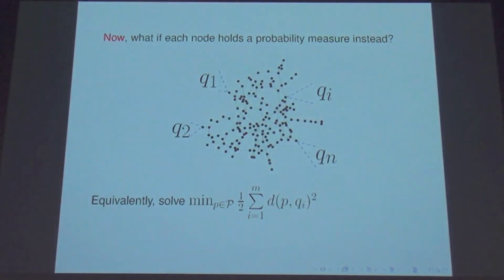So now the question is the following. Imagine now that we want to solve the same optimization problem, but we don't have real variables, but we are in the space of probability distributions. So we have the same network, but now in each of the nodes, we don't hold a number, but we hold a probability distribution. And the problem that we want to solve is a similar problem, but now we have to define a new distance d between probability distributions. And of course, when you have this problem, the first thing that comes to your mind is the Wasserstein distance.